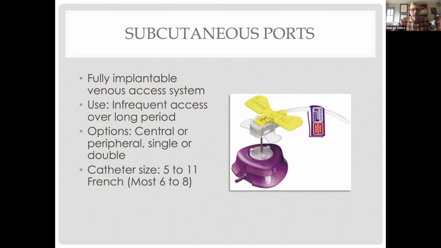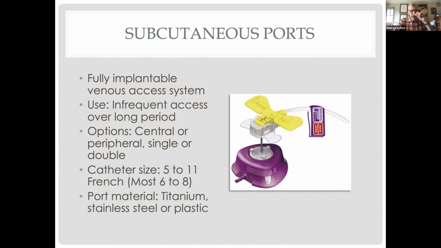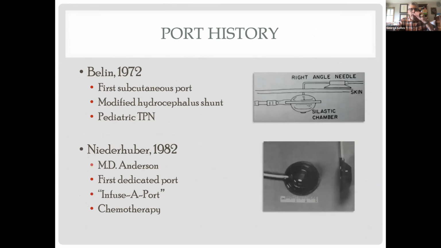And they're kind of medium catheter sizes, usually 6 or 8, some bigger ones for more niche uses. And the ports are made of metal, titanium, or stainless steel, or like this one in the picture, made of plastic. So a little bit of history once again, because it just shows how, to me, how kind of ingenious people are. When there's a need, they figure out a way.